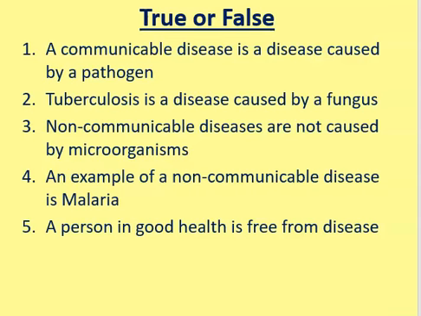Okay. So number 1, a communicable disease is a disease caused by a pathogen. That is true. Number 2, tuberculosis is a disease caused by a fungus. That is false. TB is caused by a bacteria. Number 3, non-communicable diseases are not caused by microorganisms. That is true. Number 4, an example of a non-communicable disease is malaria. That is false. A non-communicable disease would be red-green colour blindness, diabetes, scurvy, cancer. And number 5, a person in good health is free from disease.